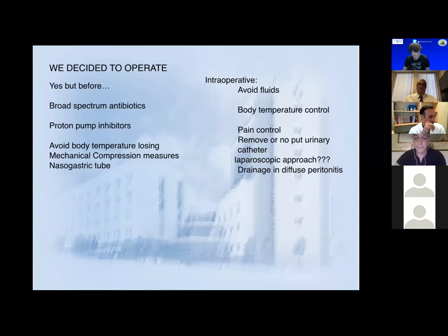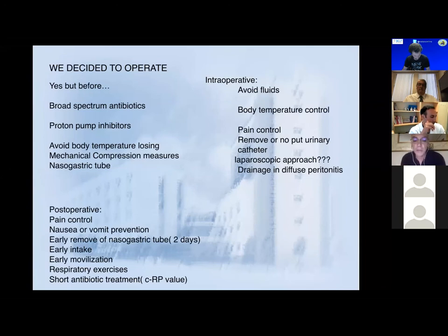And in the postoperative period it is very important to control the pain, prevention of nausea and vomiting, and early removal of the nasogastric tube. This is 2 days before the surgery, after the surgery, early intake, early mobilization, respiratory exercise, and as Dr. Coimbra says, it's very important to do a short antibiotic treatment. This is controlled with C reactive protein value to avoid the long antibiotic treatment that most of the guidelines demonstrate is not necessary, where 3 or 5 days is enough to control the focus of the infection.